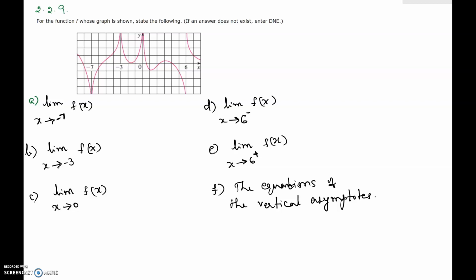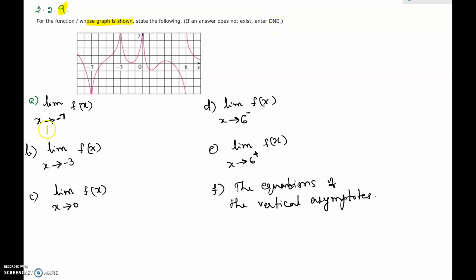Hi, in this video, I will be showing you problem number 9 of chapter 2, section 2. For the function f whose graph is shown, state the following. If an answer does not exist, enter does not exist, D and E.